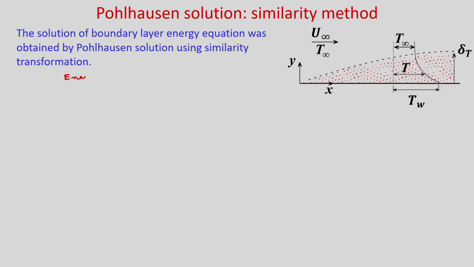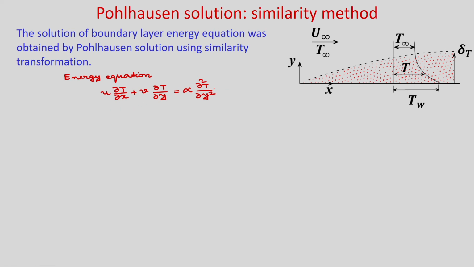First, let us write down the energy equation and let us introduce non-dimensional temperature theta, which is T minus T W divided by T infinity minus T W. So, energy equation for steady laminar flow, we can write U del T by del x plus V del T by del y is equal to alpha, which is your thermal diffusivity, into del 2 T by del y square. So, this is the thermal boundary layer equation, right.